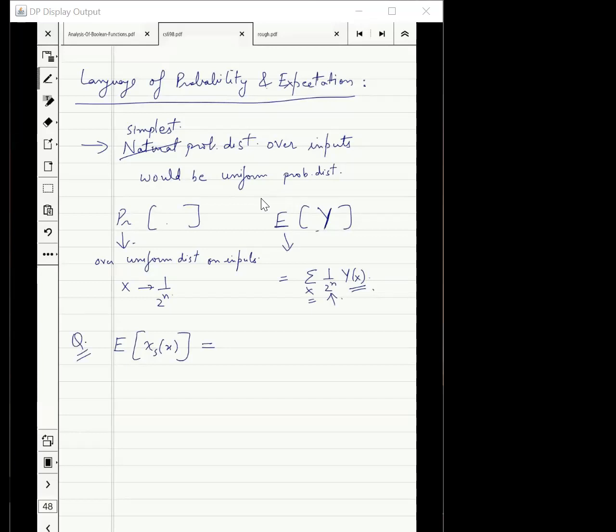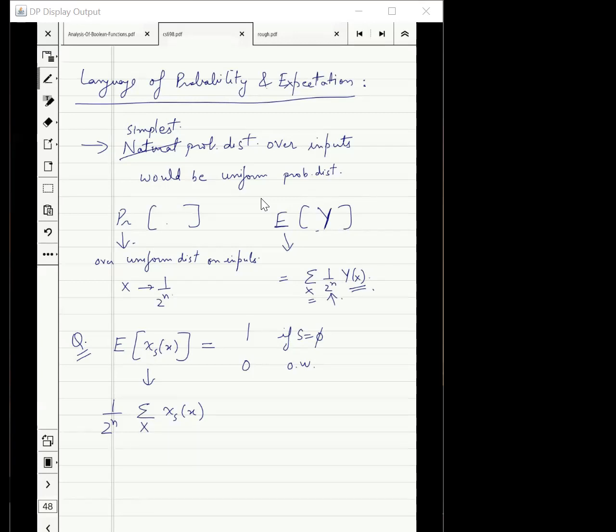One if s equals 5, otherwise 0. Very good. This is 1 if s is equal to 5, 0. Why? Because what is this? This is 1 by 2 to the power n, summation over x, chi s of x. This is the average of... by the way, for today's lecture, people who are not very familiar with expectation, just think of it as an average over all the inputs. You're just taking an average, that's all.